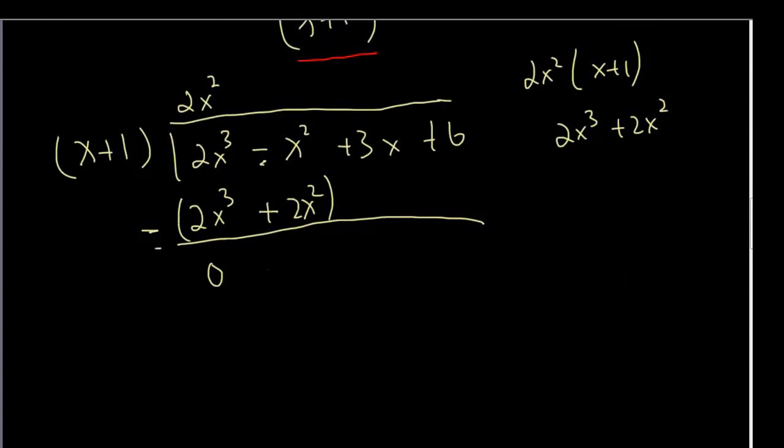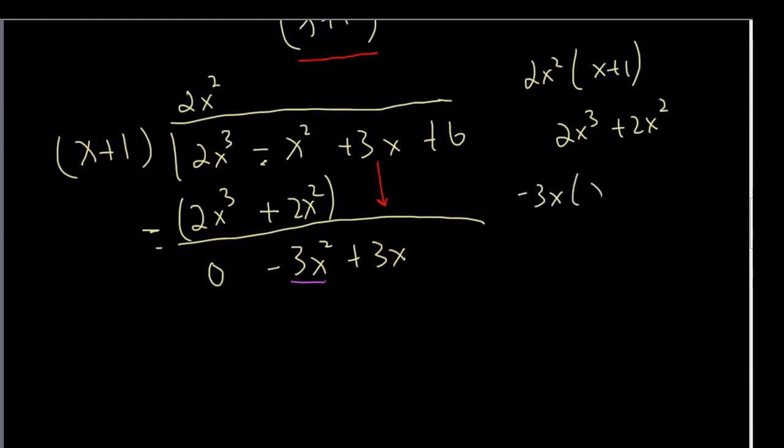So that would be a negative 3x squared. And then I have to drag this column down, which is plus 3x, right? Okay, so what do I have to times this to eliminate this term? Well, that would be multiplied by 3x into x plus 1. So that will be 3x squared minus 3x.